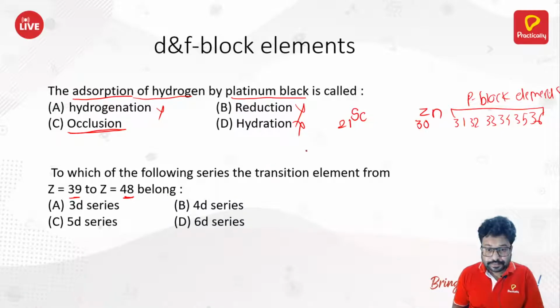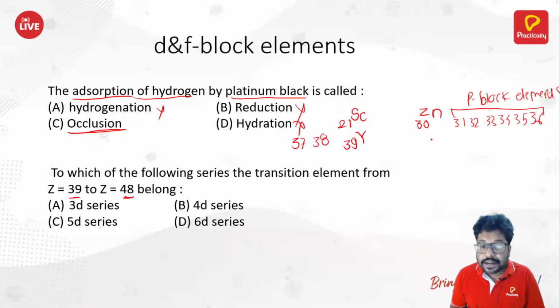After that, you have 2 s block elements here. Here you have 37, 38, and then you have yttrium, atomic number 39. So then you are going from 39 to 48.